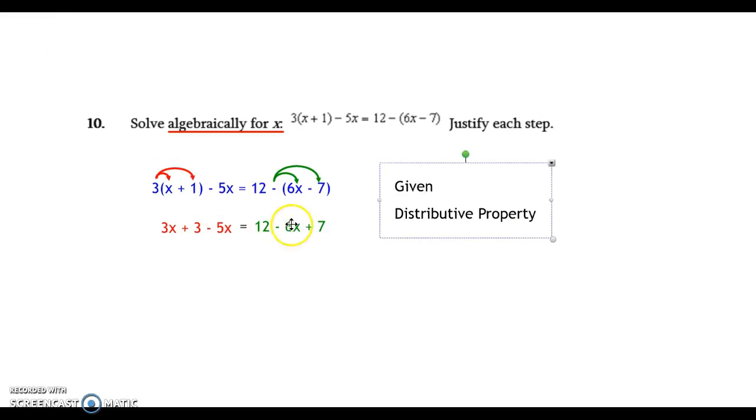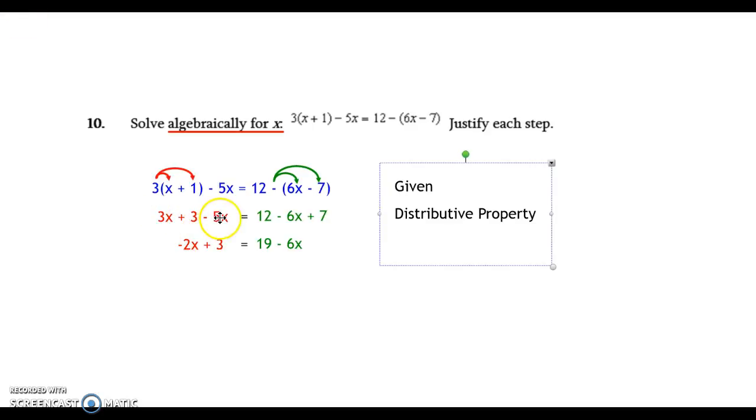Next, I'm going to try to simplify each expression by combining like terms. So you can see I combined 3x and negative 5x into negative 2x. I combined 12 plus 7 into 19. And both of the things that I just did were combining like terms.